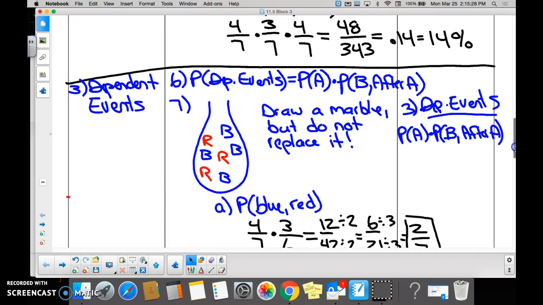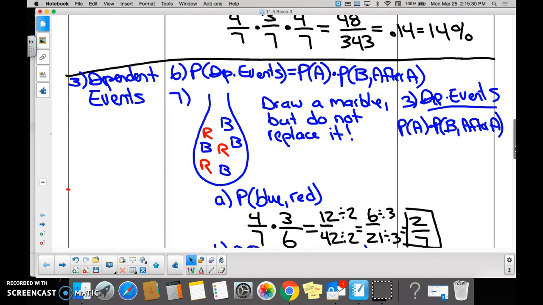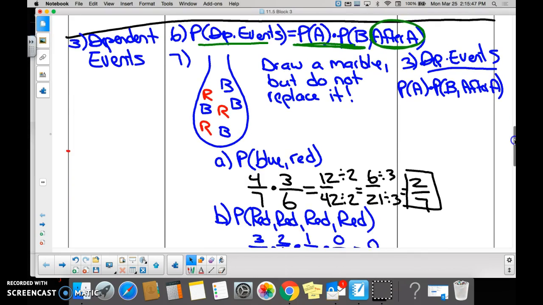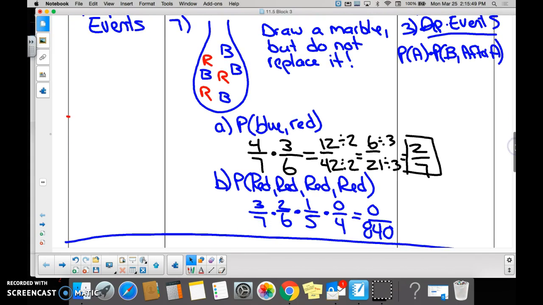Then we went down to dependent events. Formula is the exact same, except for the ending. So the probability of dependent events would be A times B, right? Yeah. But this is the difference. B has to be calculated after A happens. And what we mean by that is, same scenario, we have the same bag, we have red marbles and blue marbles. We asked about the probability of drawing a blue.